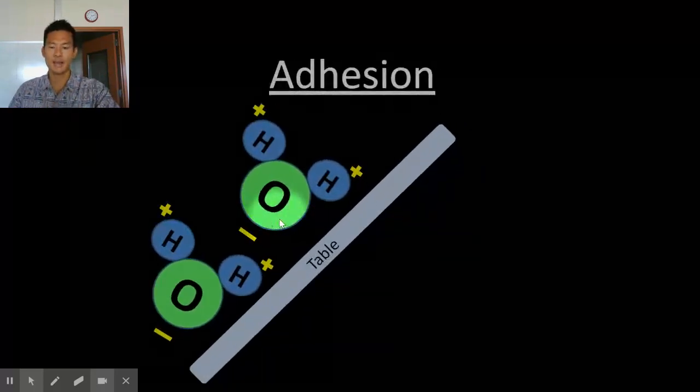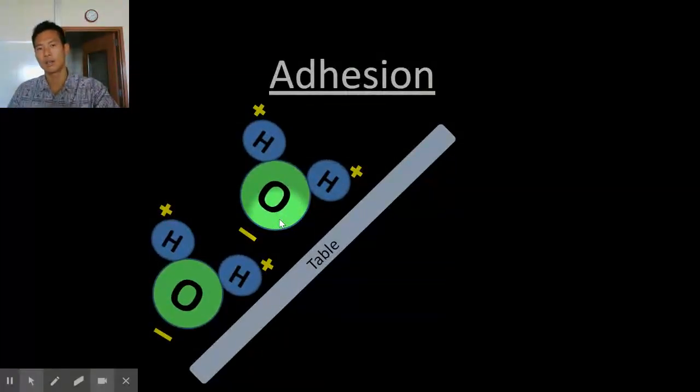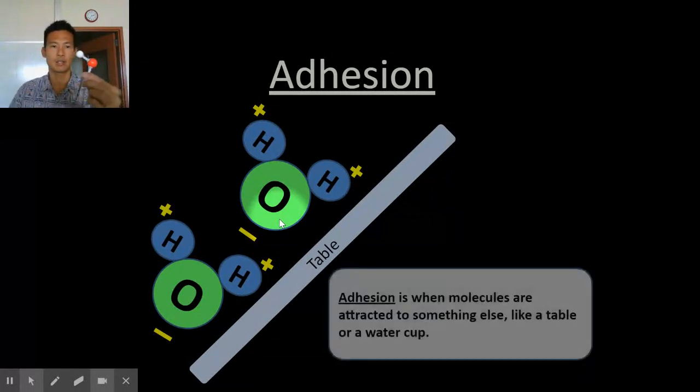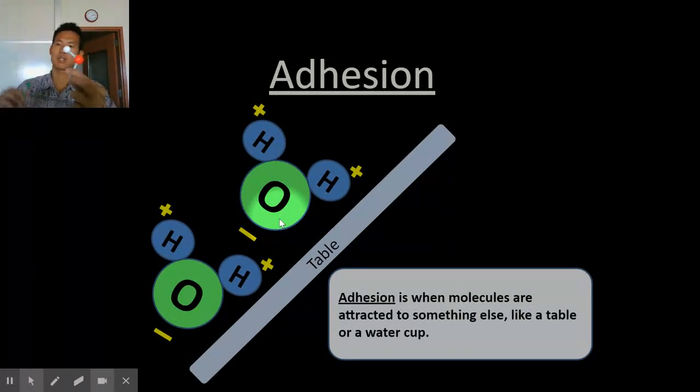Okay, now, adhesion, on the other hand, is when one molecule is attracted to another molecule. Here's my water, H2O molecule. This is my nitrogen gas molecule. They may attract each other. Since it's different molecules, this is called adhesion, kind of like how your tape adheres to your wall.